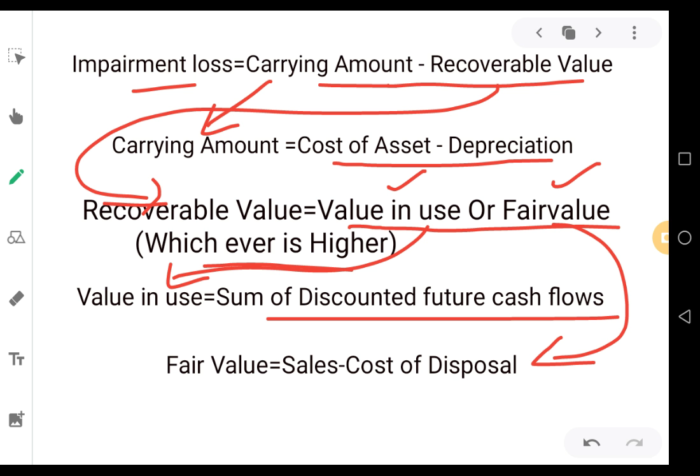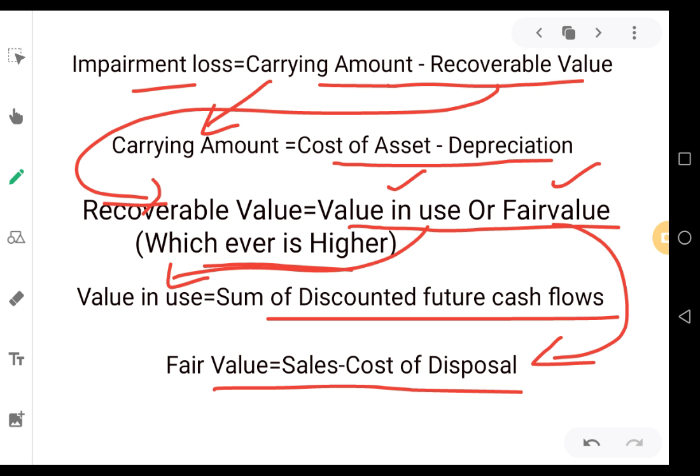So, when a huge asset is sold, there will be certain expenses incurred. Those expenses are called cost of disposal. So fair value is nothing but sales minus cost of disposal. Once you understand these equations and the meanings of the terms used here, it will be easy for you to work out problems based on impairment loss.